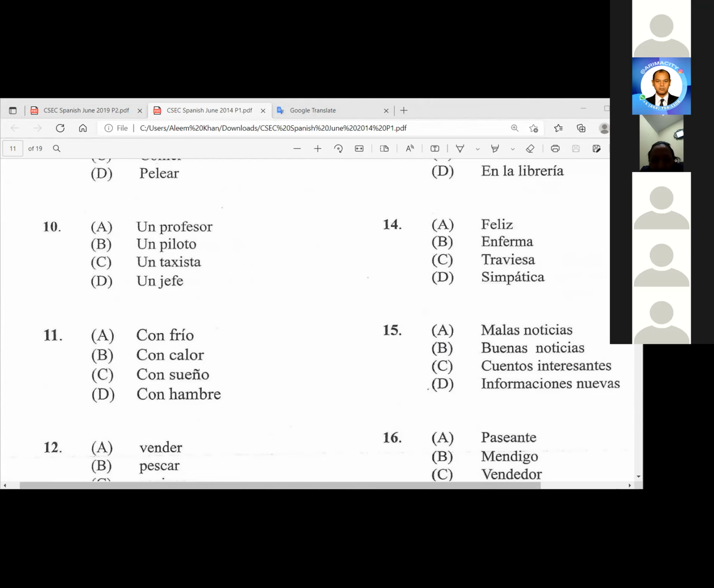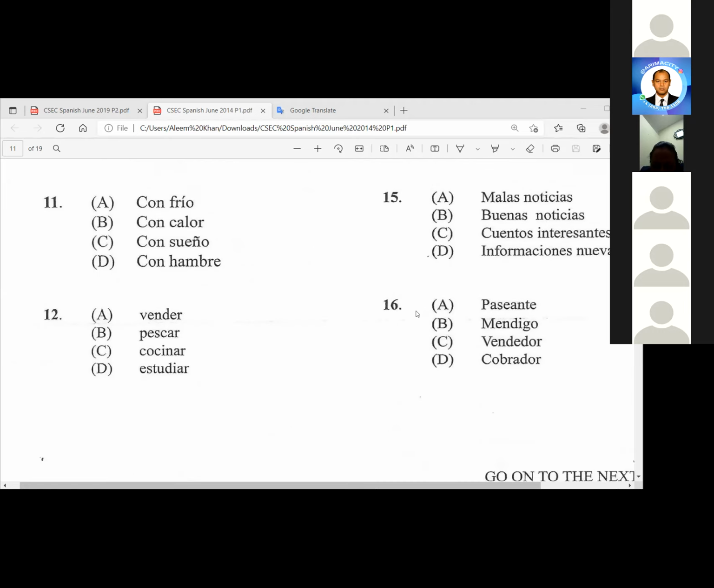Mi tía tiene COVID. ¿Cómo está mi tía? Okay, so I think that will be B. Very good. Enferma, sick. Yes, sick.